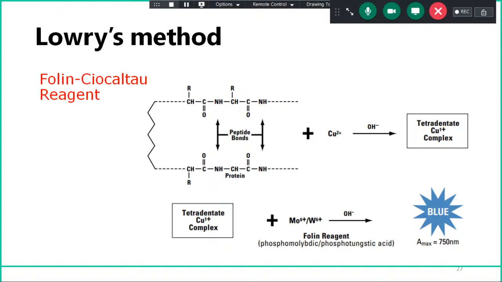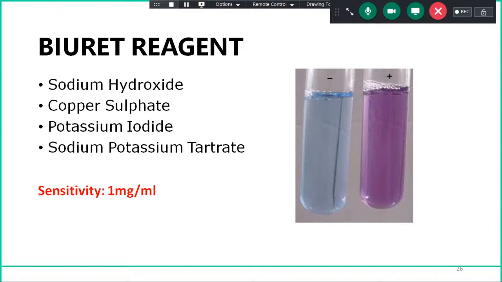The next copper based method is the Lowry method, which is very sensitive because it combines the biuret reaction along with Folin-Ciocalteu reagent, which is the mixture of phosphomolybdic and phosphotungstic acid. First of all, like in the biuret reaction, sodium hydroxide provides alkaline medium, copper sulfate provides cupric ion, potassium iodide acts as antioxidant, and sodium potassium tartrate chelates. This is all mentioned in your practical manual, I think.